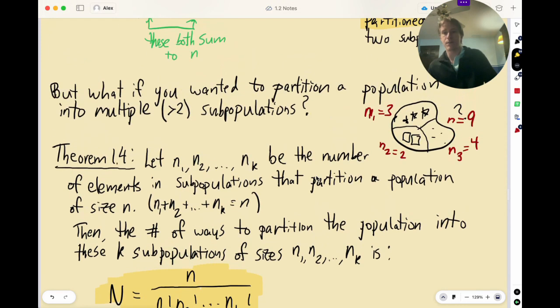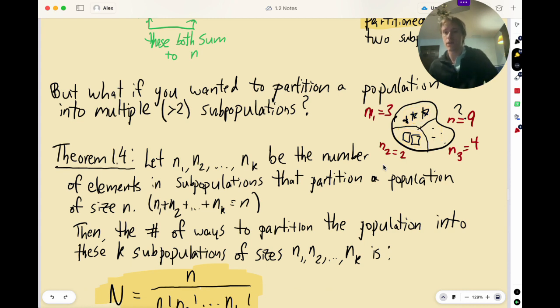And let me just explain. So up here, when I partition this into 3 elements here, 2 elements there, and 4 elements there, that is not the only way to partition those 9 elements into groups of 3, 2, and 4.